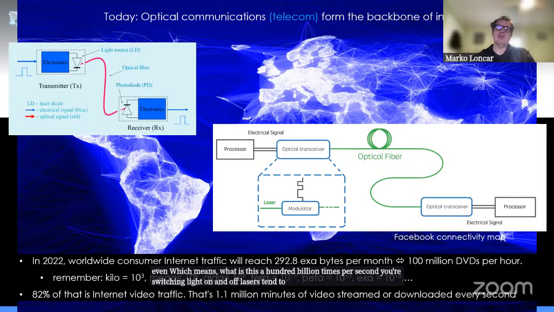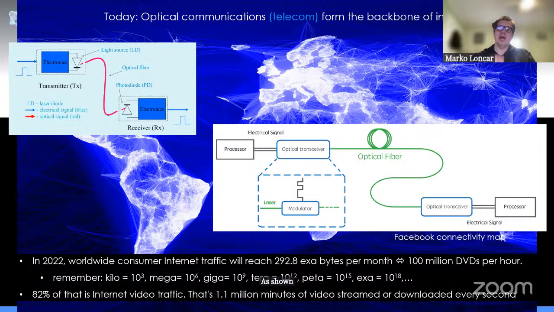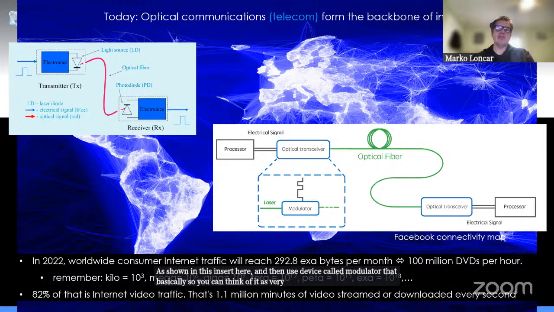So the way to do this is basically keep the laser on at all times, as shown in this inset here, and then you use a device called a modulator. You can think of it as a very fast electro-optic shutter. And we'll come back to this. Maybe half of my part is going to be building up towards making these modulators, because they're very important components for classical communication, but also very important components for quantum communication, as you will see, as well as quantum computing, actually.